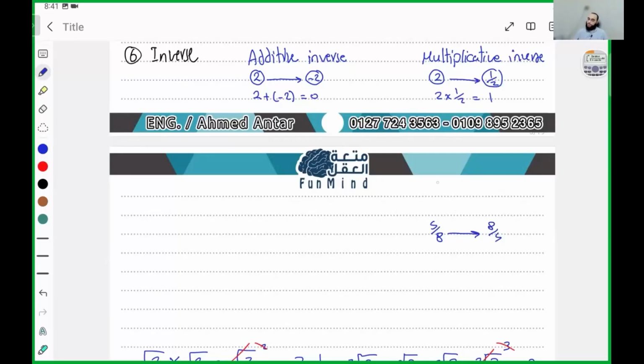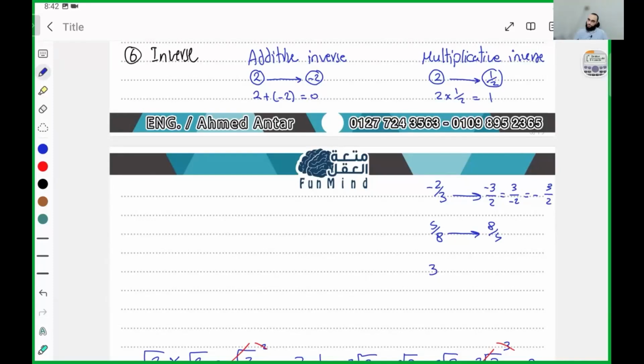If it is something like negative 2 over 3, what's the multiplicative inverse? 3 over negative 2. Yes, and you can write it as negative 3 over 2. Both are correct. You can put the negative up, you can put the negative down, or you can put the negative alone, not up, not down. If you put the negative beside the 3, it's correct. Beside the 2 is correct. Beside the fraction alone, it's correct. All are correct.